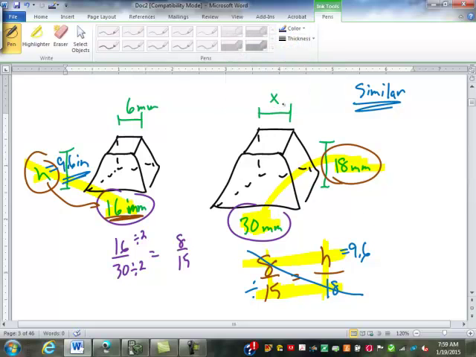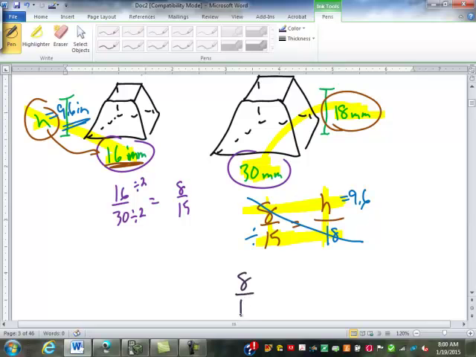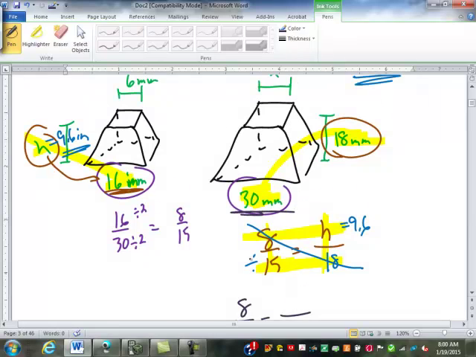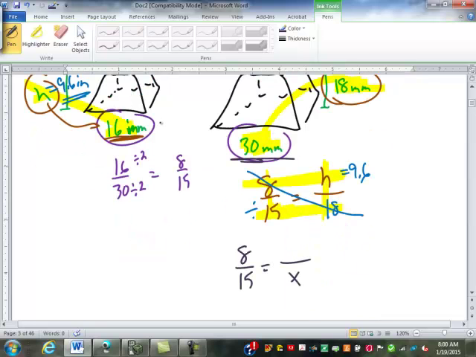To find x, well, we still have the 8 to 15. X this time goes on bottom, because it's from the same figure as the 30, so that's where the 15 came from. On top will be 6. So we have 15 times 6 is 90, divided by 8 is 11.25. Any questions?